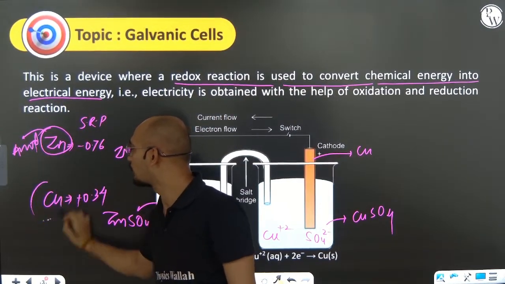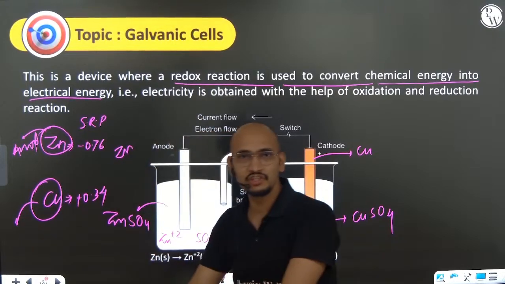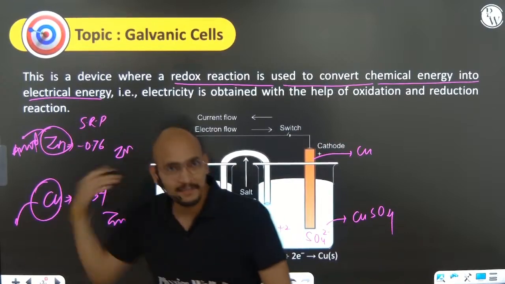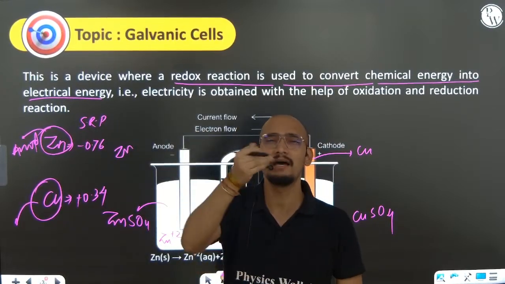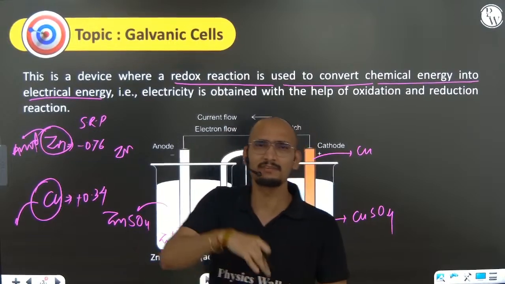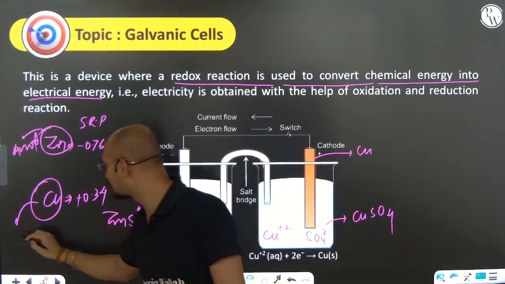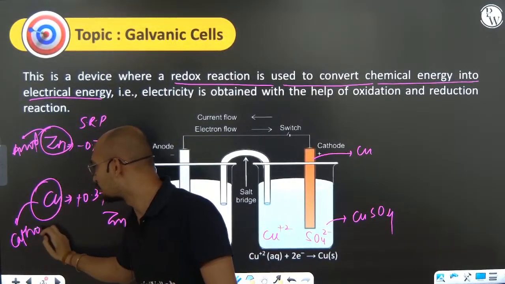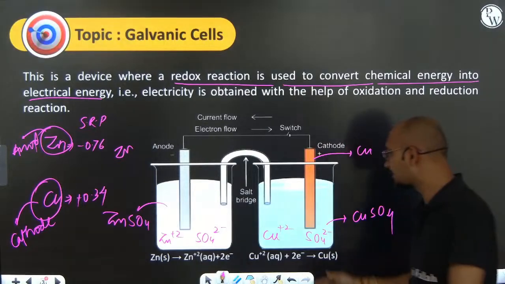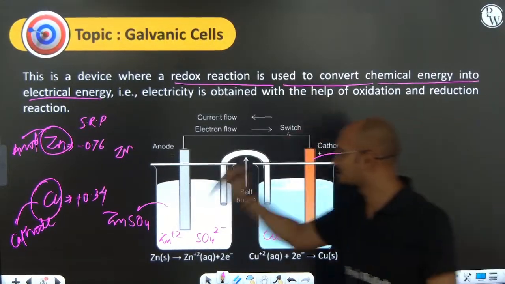While copper is lower positioned in the electrochemical series, so we can say it has higher SRP. If higher SRP, it will have lesser tendency to get oxidized, or we can say it has more tendency to get reduced. So therefore it will act as the cathode. I think it is all making sense. Yes or no? That's why we have taken copper as the cathode while zinc as the anode.